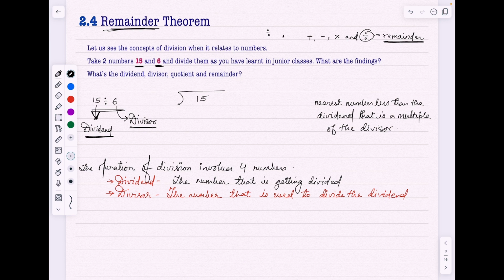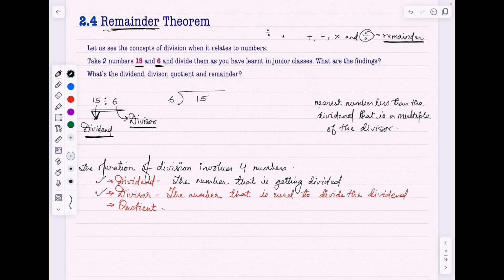After the operation of division is done, we get the other two things. One is the quotient. What is the quotient? We will look into it after we complete the division part. So dividend and divisor, these two are provided in the question itself, given before the operation of division is done. Here 15 is the dividend, 6 is the divisor.